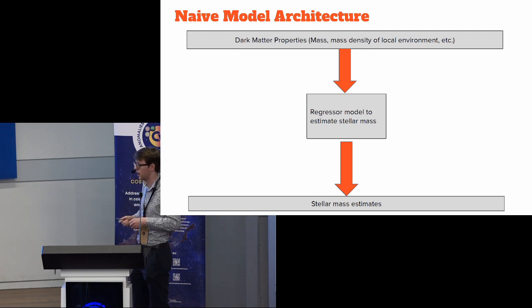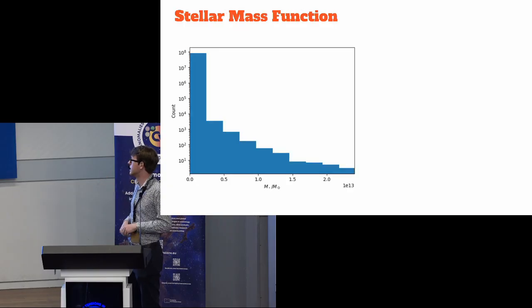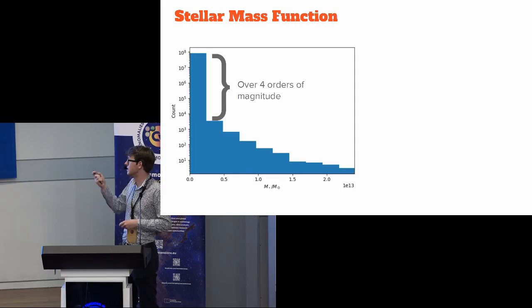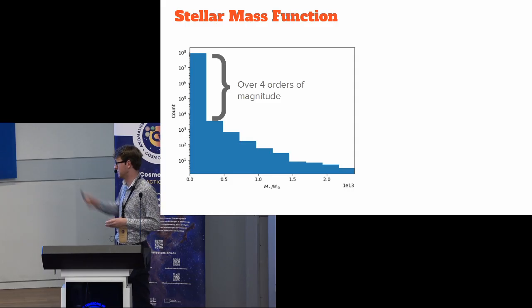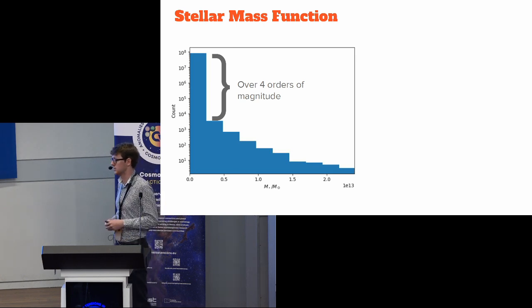And that's pretty good, but it does come with some issues. So if we look at the stellar mass function of our training data, we can see for that lowest mass bin, which mostly corresponds to halos which have no stellar mass in them, we've got 4 orders of magnitude difference between, say, the next highest bin. And in fact, in the FLAMINGO halo catalogues, about 40% of the dark matter halos do not have any stellar mass in, which makes for a very unbalanced data set.